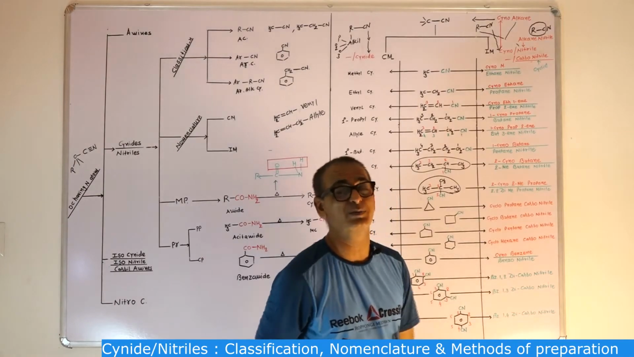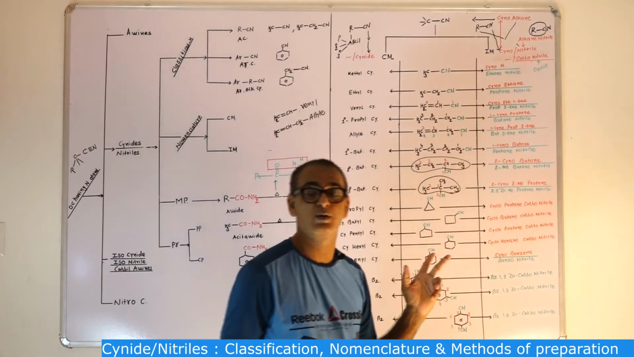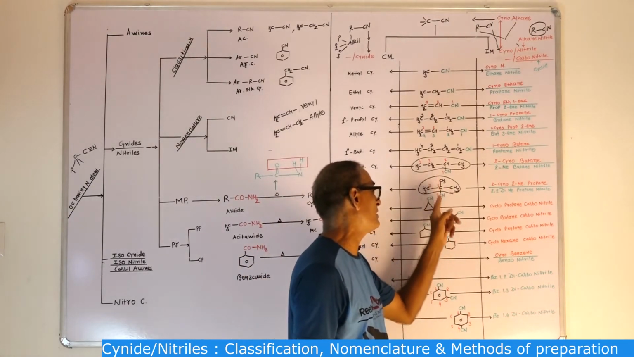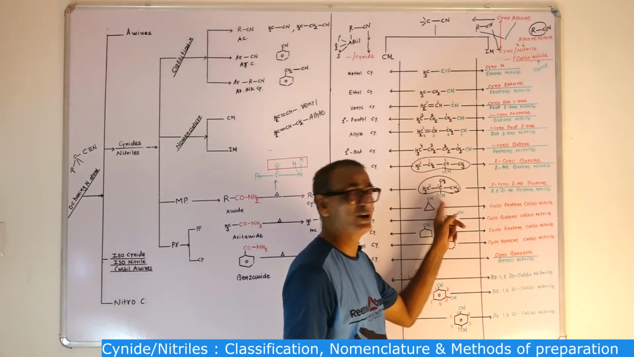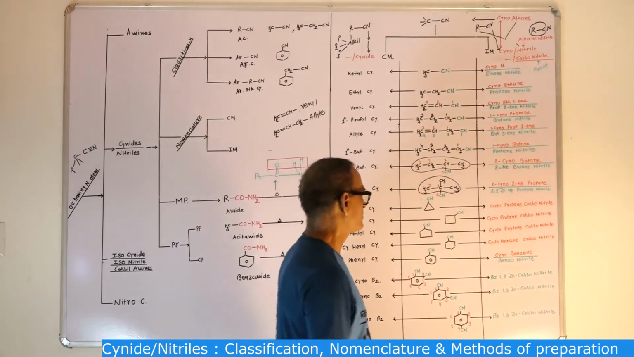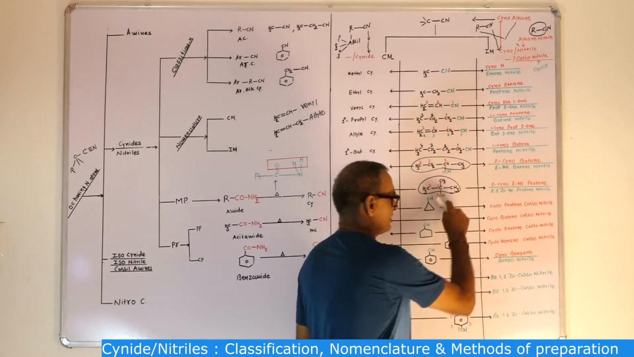You cannot say 2-methyl, 2-cyano-propane. We have to mention the groups in alphabetical order. C for cyano and M for methyl. Cyano is to be mentioned first of all. Otherwise, 2,2-dimethyl propane nitrile.